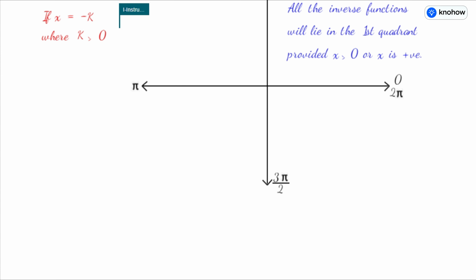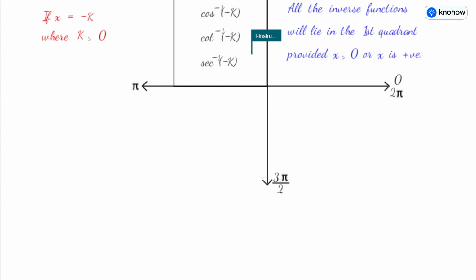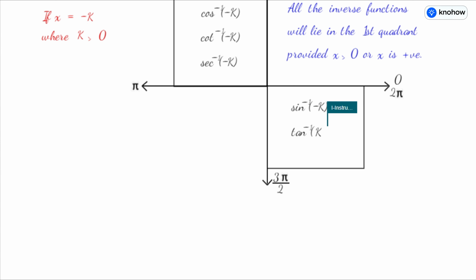in that case, the values of cos inverse negative k, cot inverse negative k and sec inverse negative k will lie in the second quadrant. But sine inverse negative k, tan inverse negative k and cosec inverse negative k will lie in the fourth quadrant.